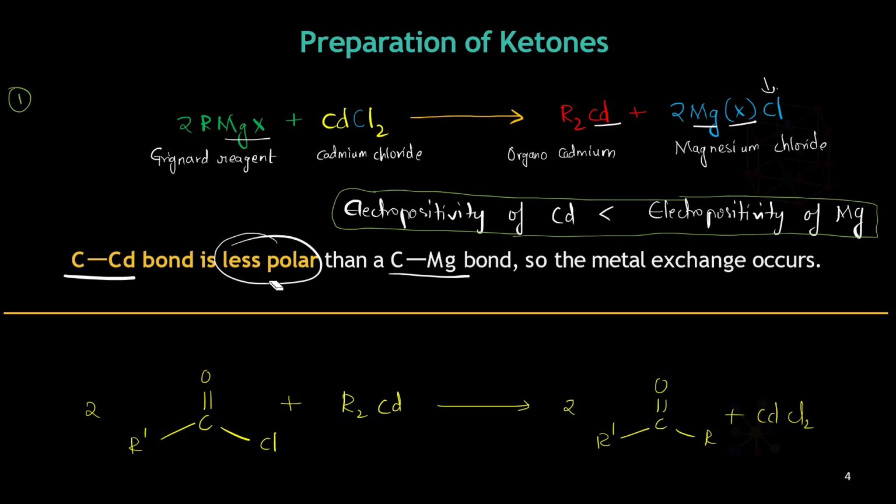So carbon-cadmium bond is less polar than carbon-magnesium bond. Due to that, the metal exchange will happen because of the difference in polarity. Understood this point? Electropositivity of cadmium is less than that of magnesium. Because of that, the bond formed between carbon and cadmium is less polar than the one between carbon and magnesium. I can say this is less polar and this is more polar.